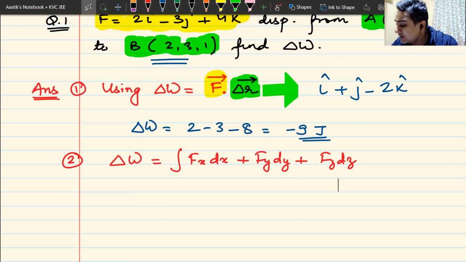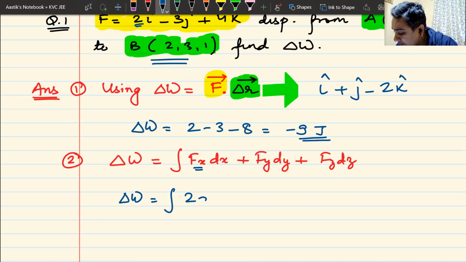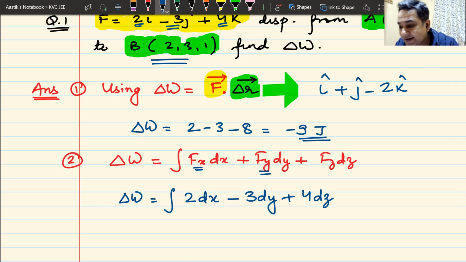Now, I will just put the values here. Now you can see Fx is 2. So it will be the integral of 2 dx. Fy, if you see, is minus 3. So minus 3 into dy, plus Fz is 4, 4 into dz. So that will be the integral. Do we understand this? Yes or no? Anyone has any doubt?